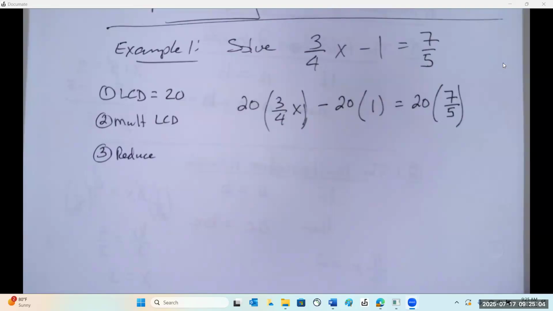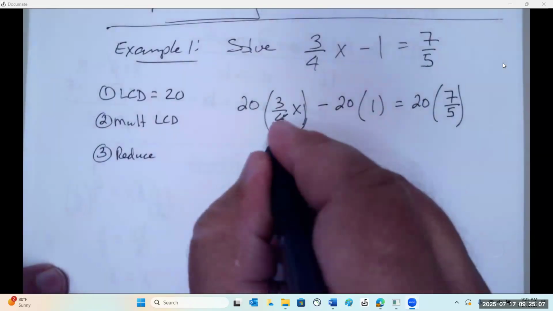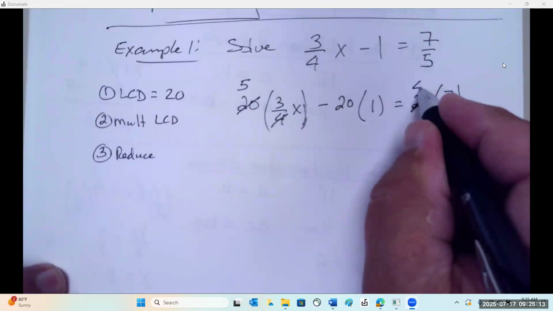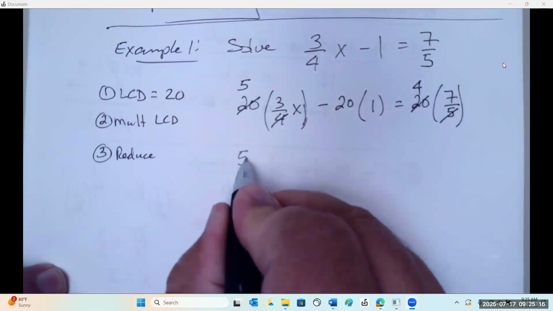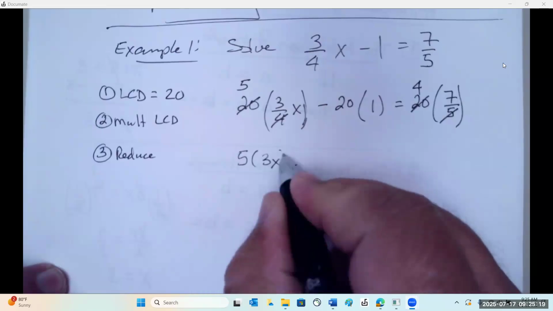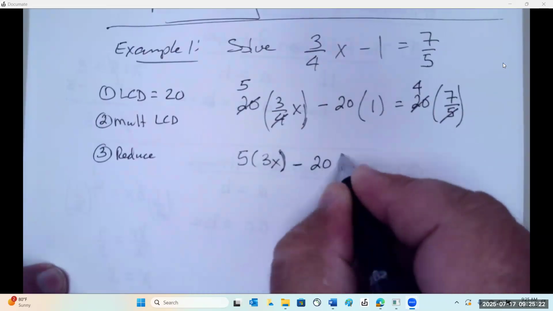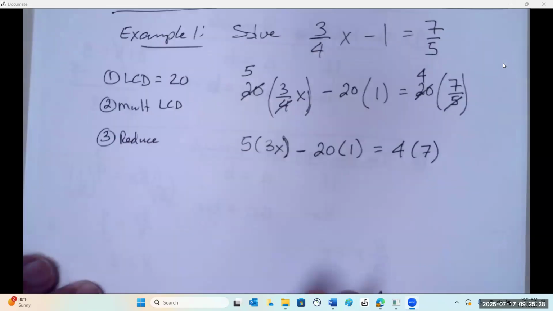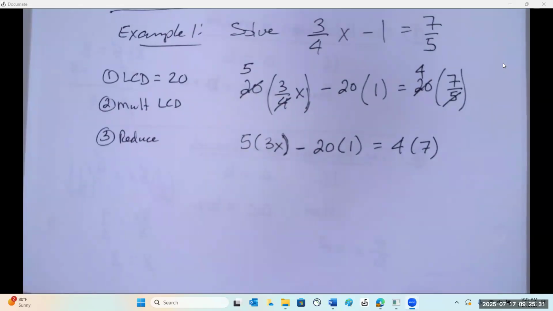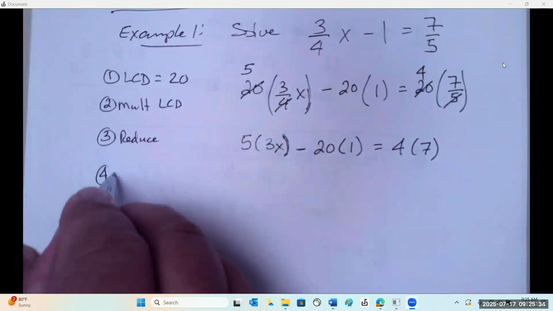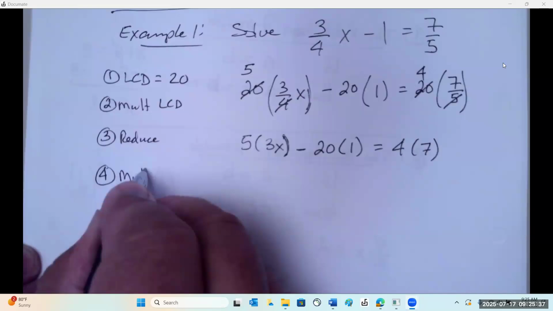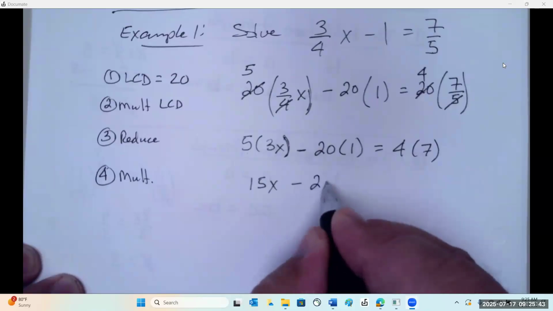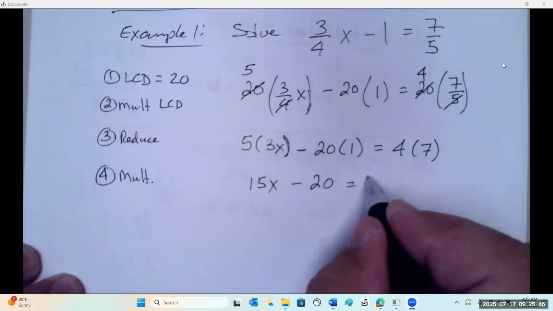Third step, reduce. What cancels? 4 goes into 20 how many times? 5. 5 goes into 20 4 times. Now we multiply. 5 times 3 is 15x. 20 times 1 is 20. 4 times 7 is 28.